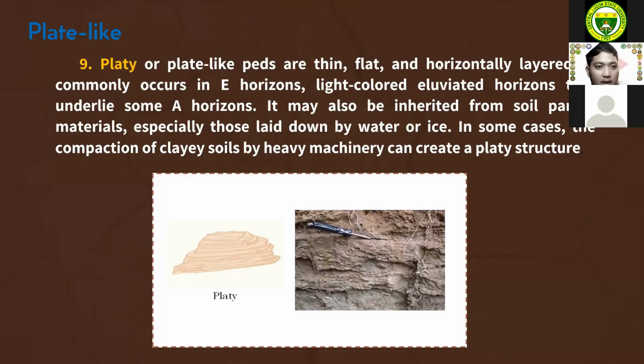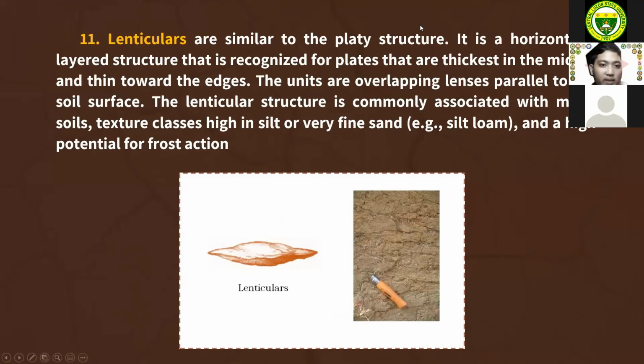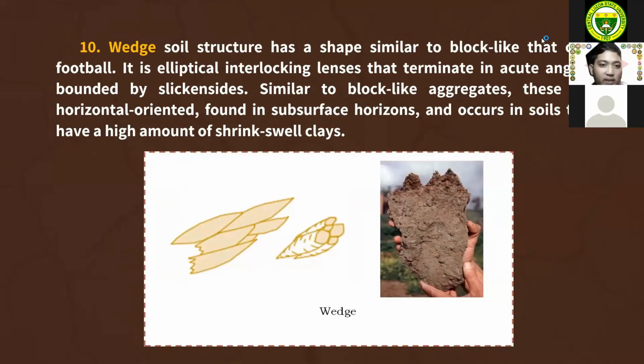So next is we have the wedge. The wedge soil structure has a shape similar to block-like, that of a football. It is a elliptical interlocking lenses that terminate in acute angles, bounded by slickened sides. Similar to block-like aggregates, these are horizontal-oriented, found in subsurface horizon, and occurs in soil that have high amount of shrink swell place. So, slickened sides, makikita nyo, may parang mga guhit-guhit dyan sa soil structure. That is what we call the slickened sides.